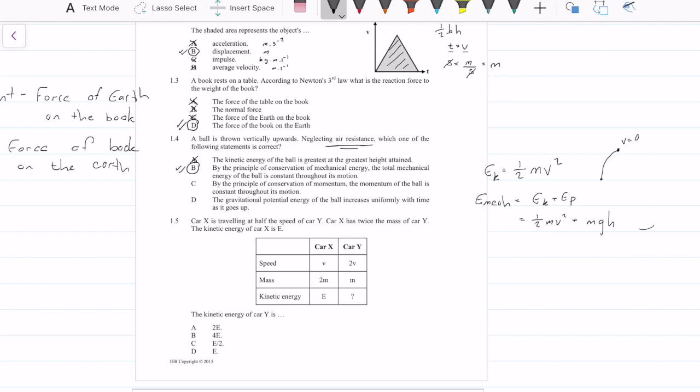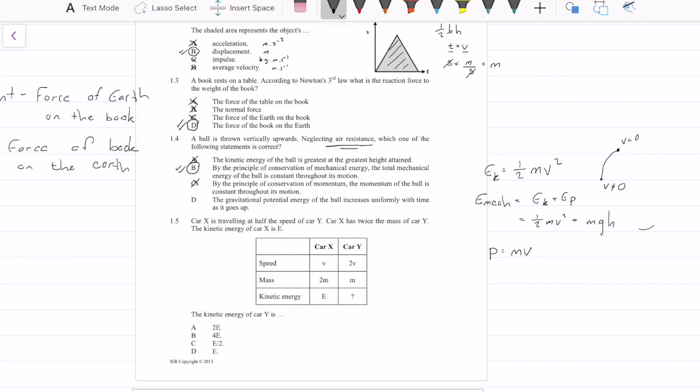Let's just look at the others. By the principle of conservation of momentum, the momentum of the ball is conserved throughout its motion. If we just look at what momentum is, we define momentum by p equals mv. So is the velocity at the bottom equal to the velocity at the top? We know that the velocity at the top is 0, but the velocity at the bottom is not 0. Therefore, this cannot be true.